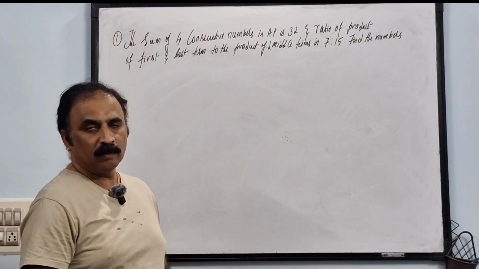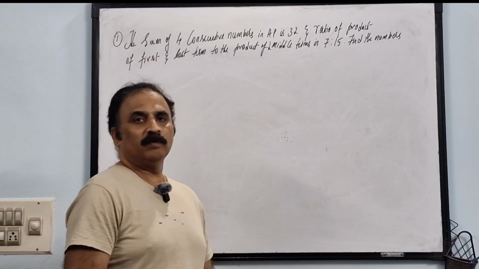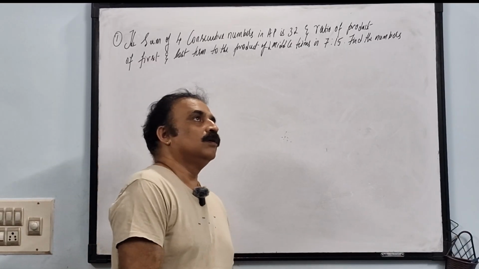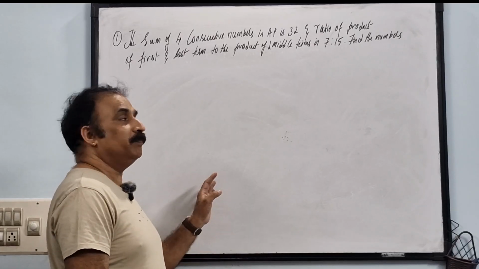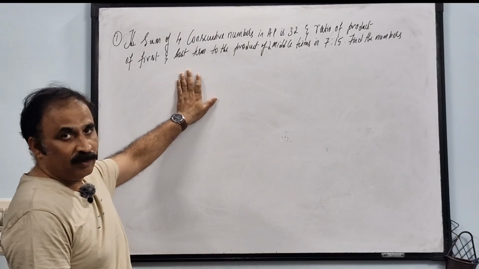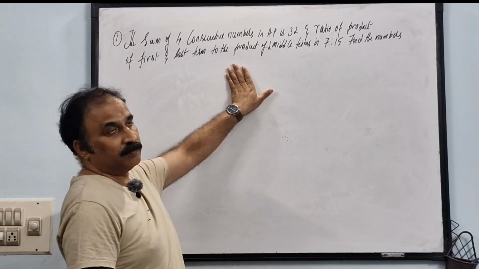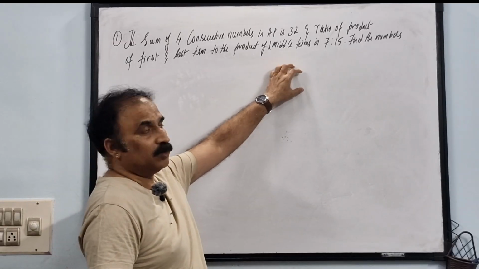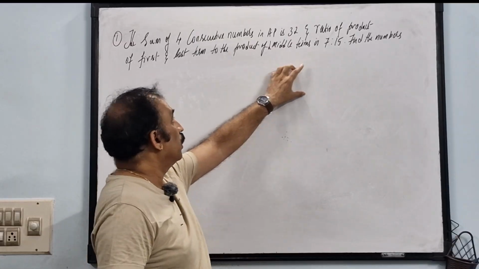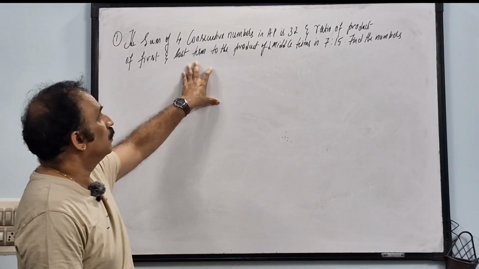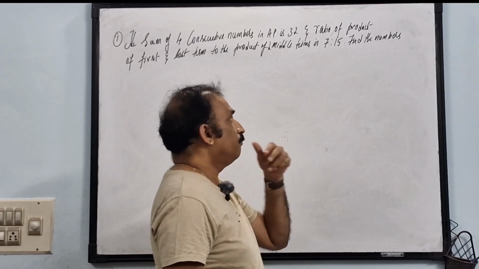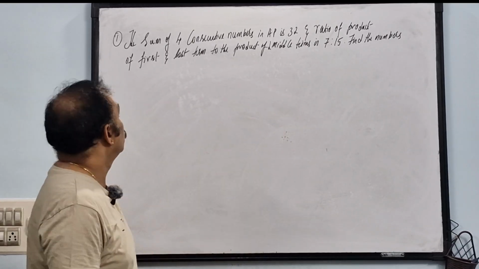Picking up random problems. We'll do about 5 problems in this particular video as I've done in the last video. Now the problem here which is being picked up is on AP. It says the sum of 4 consecutive numbers in AP is 32. That means the sum of 4 numbers is 32 and the ratio of the product of first and last term to the product of 2 middle terms is 7:15. Find the numbers.